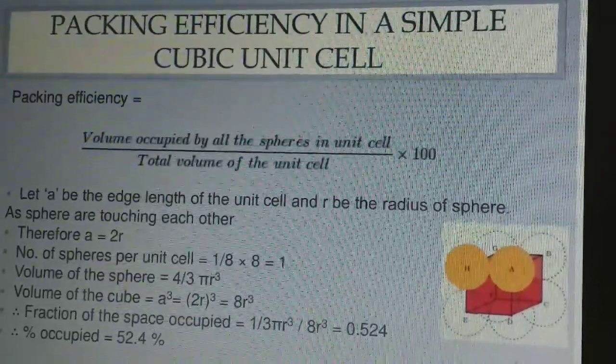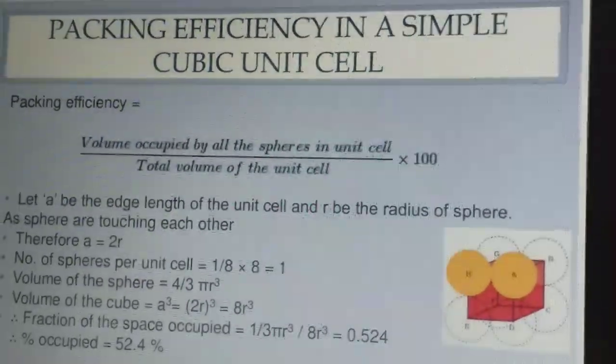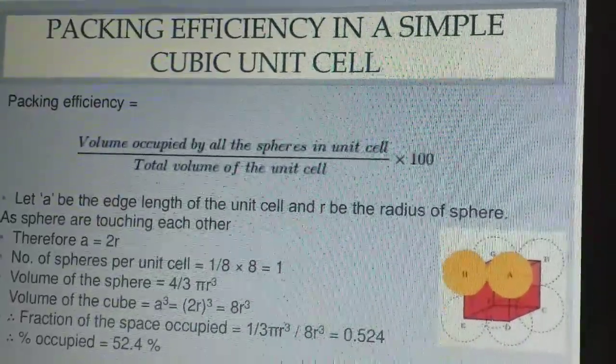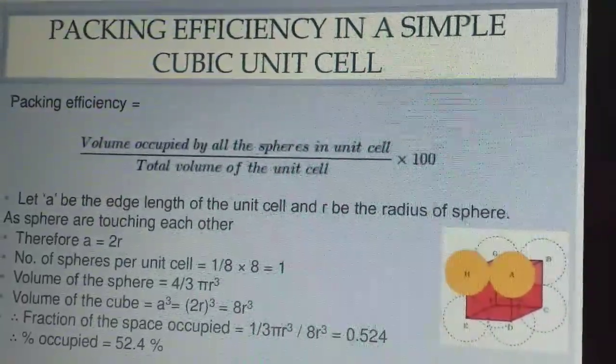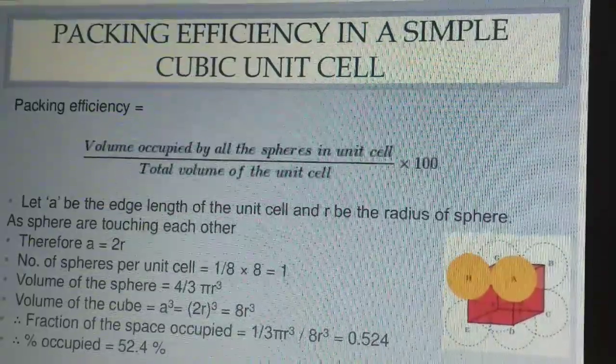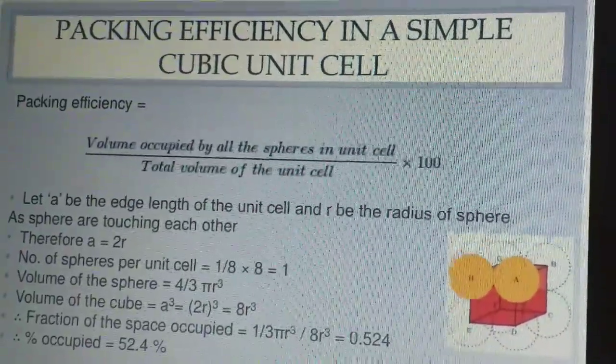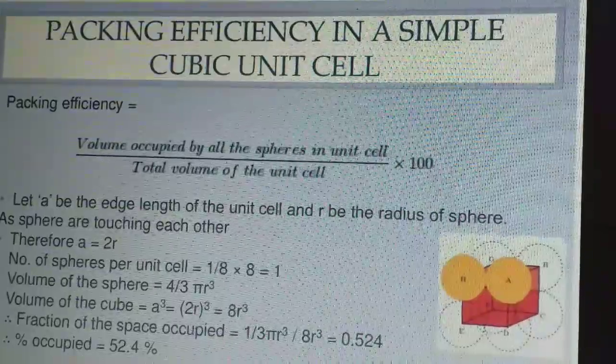In the case of simple cube, only corners are occupied and each corner is shared by 8 unit cells. So only 1/8 portion will be there in each corner. So 1/8 into 8 is 1. So the number of atoms per unit cell in the case of simple cubic system is 1.